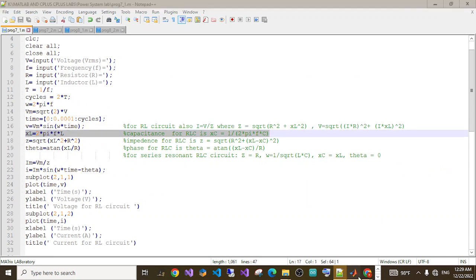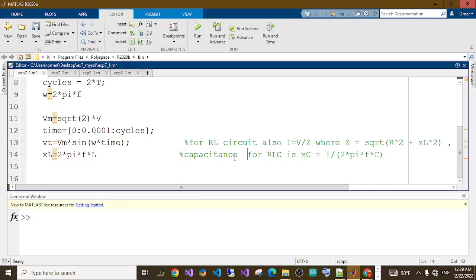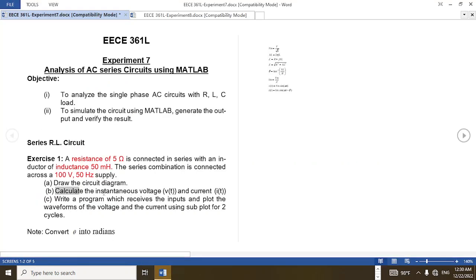XL. This time XL stands for the inductance. Sorry, it stands for the inductance, right? Inductance. So here we have part B. We draw the circuit diagram manually by hand, and we are actually doing part B. In part B, we have to calculate VT and IT.